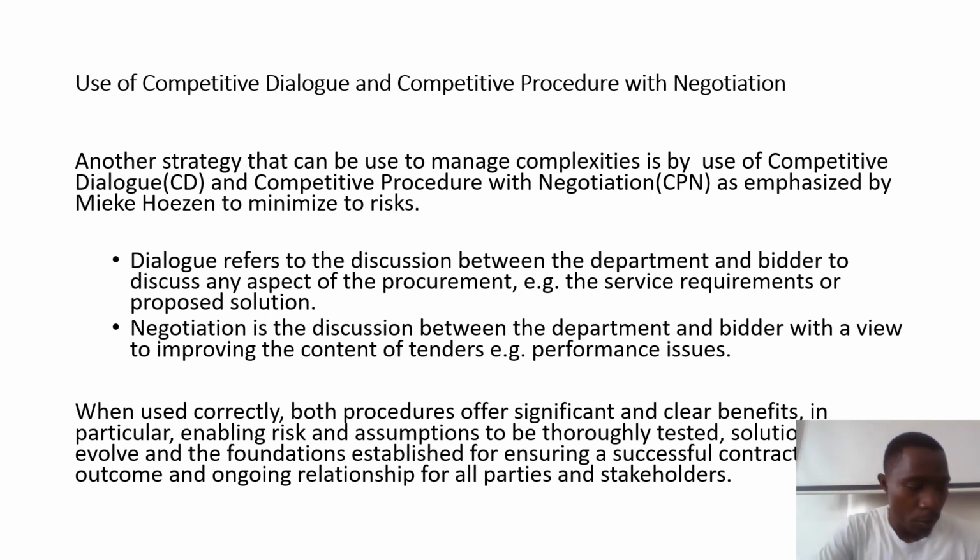Another strategy to manage complexities is use of competitive dialogue and competitive procedure with negotiation. Dialogue refers to discussion between the department and the bidder to discuss any aspect of the procurement, e.g. the service requirements or proposed solution. Negotiation is the discussion between the department and the bidder with a view of improving the content of tenders, e.g. performance issues.